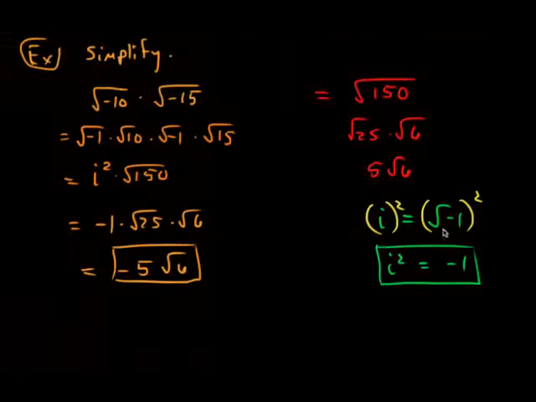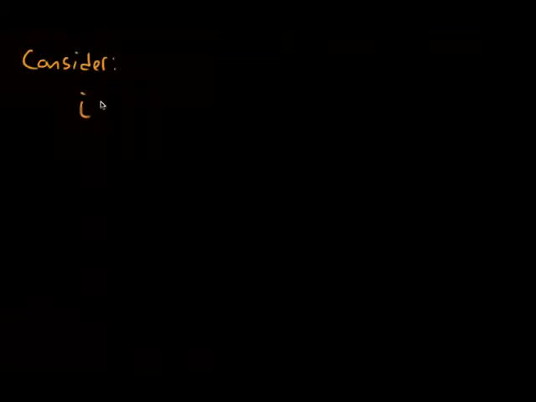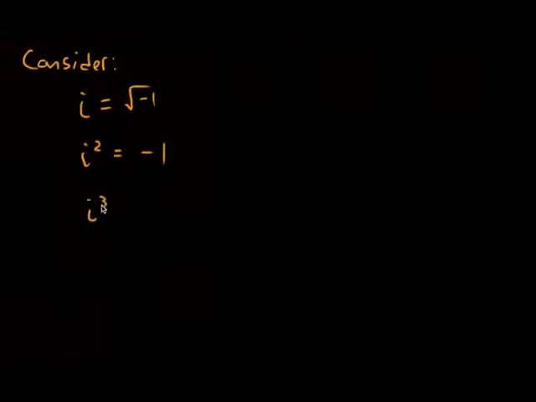Now let's consider what's going on with these i squared situations here. So let's consider the following. I just said that i is defined as the square root of -1, and i squared is equal to -1, right? So let's actually do some work and figure out what would i cubed equal. All right, so I'm going to do some scratch work on the side. So i cubed, I could define as i squared times i, right? Because 2 plus 1 is 3 if I add those exponents.